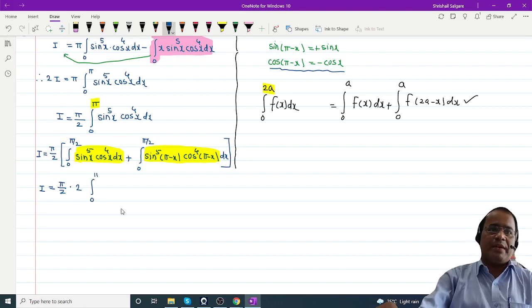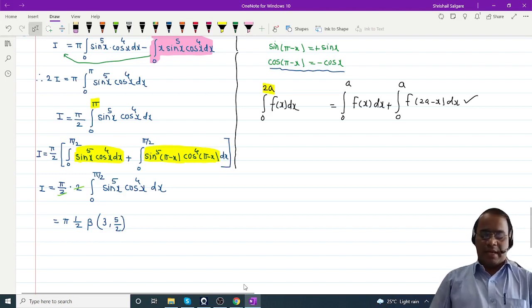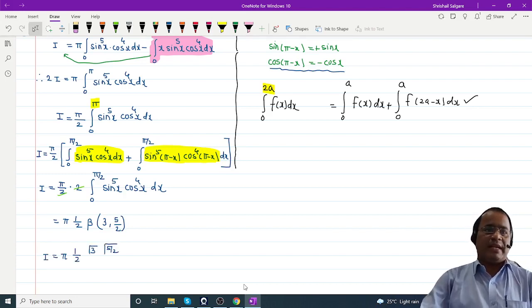0 to pi by 2, sin x raised to 5 into cos x raised to 4 dx. Now here simply you can cancel 2. That integral comes to the standard form. This is pi into 1 by 2 beta of 5 plus 1, 4 plus 1. Is it right? Now again, I will take a pause here. You can pause and think what the evaluation will be. It can be written as pi into 1 by 2 gamma 3 into gamma of 5 by 2 divided by gamma of 11 by 2.